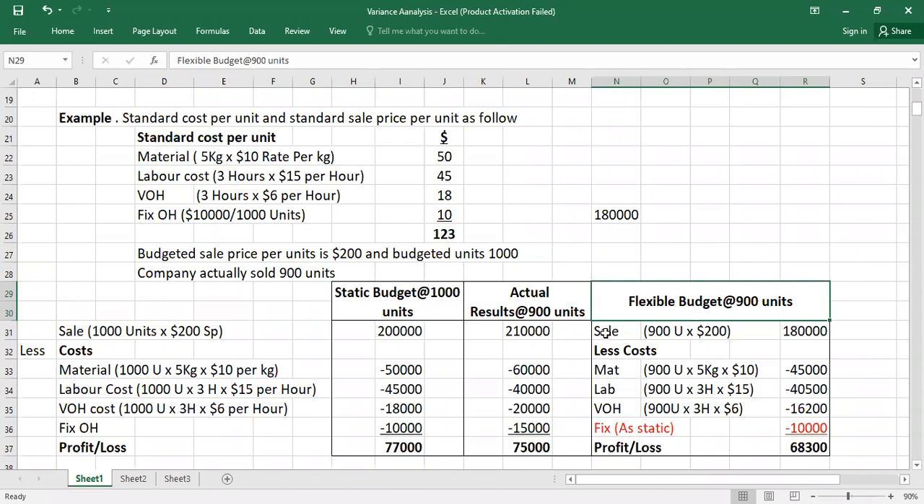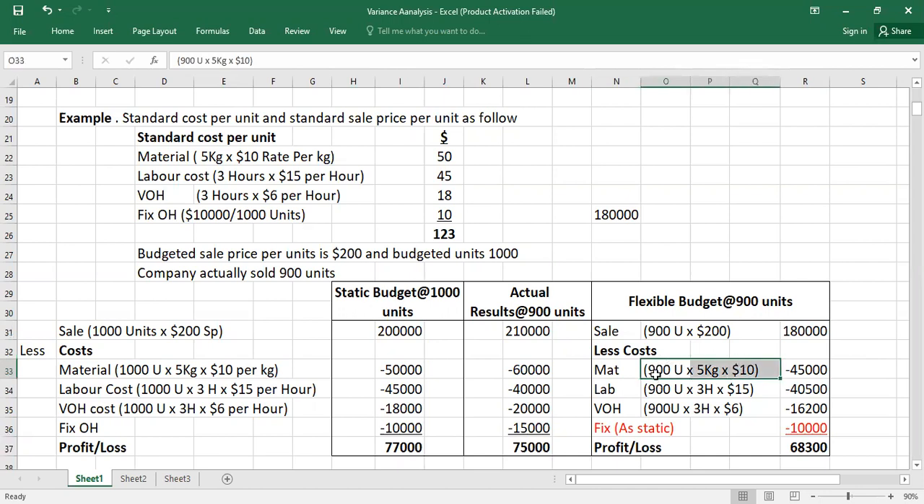So we need to write first of all sale. We will take actual output multiply by budgeted sale price. So actual output is 900 units, budgeted sale price is $200. So if you multiply, you will get $180,000. Now we will subtract, less all the cost. We have a cost of material. This is how you will do.